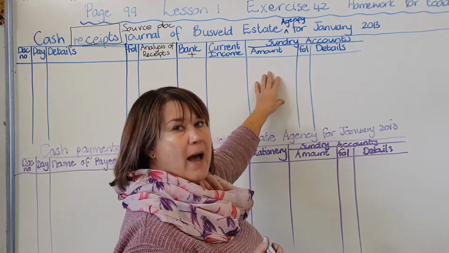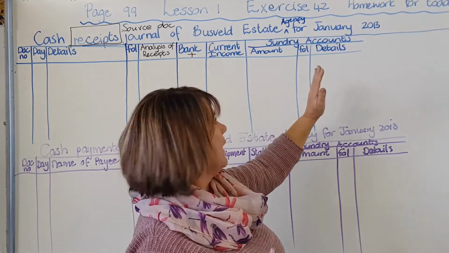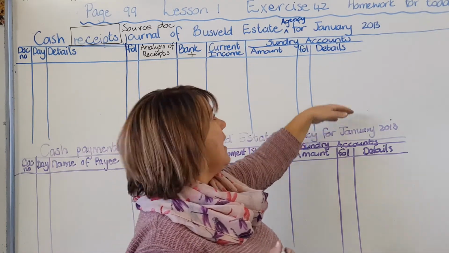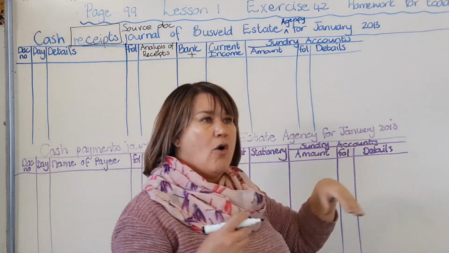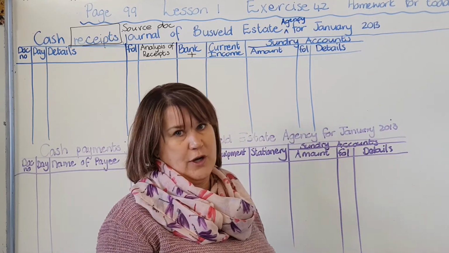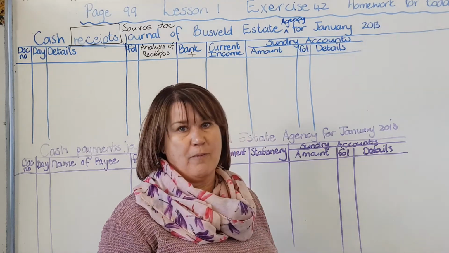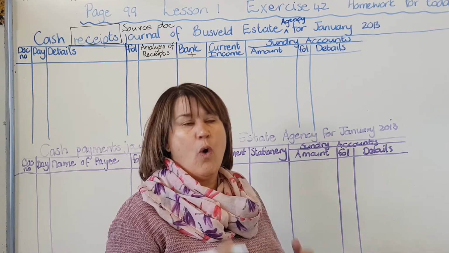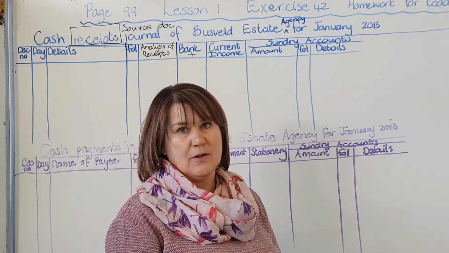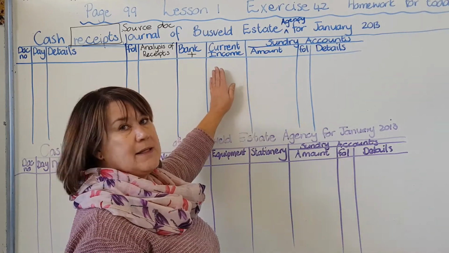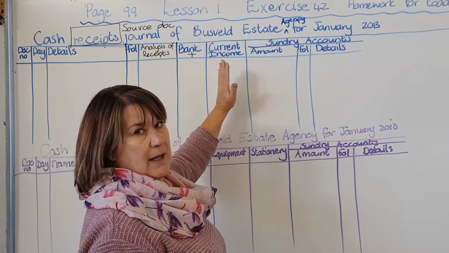Then you've got an amount column, a folio, but we'll get back to that one later on, and then your details. Why did I get money from the owner? Why did I get money from my tenant? Or why did I get money from my client? Alright? But my client at this stage will be current income.